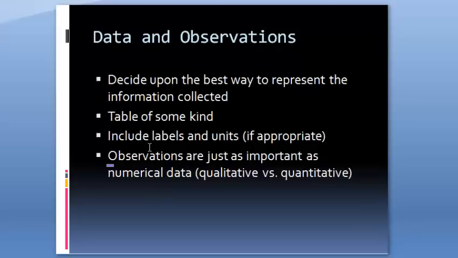The next part of the pre-lab work are data and observations. Now you're not going to actually make any observations, you're just going to decide on the best way to represent the information that you're going to collect. This usually involves creating a table of some kind. When you create your table, make sure you leave enough columns for headings to include labels and units if appropriate. And remember, observations are just as important as numerical data. Some labs that we're going to do don't involve any measurement of data, it's more observations. And so this would be the difference in qualitative versus quantitative data.